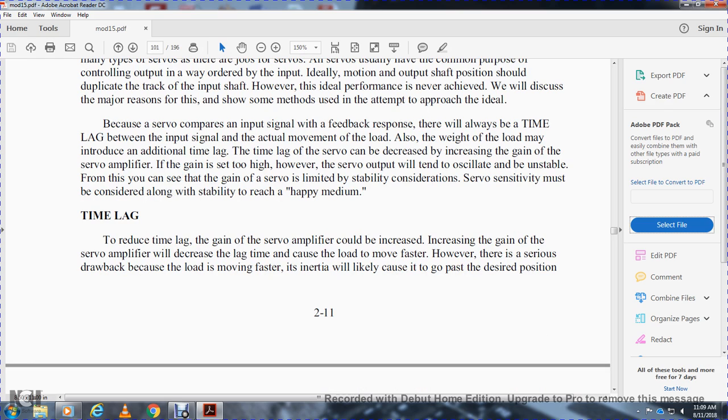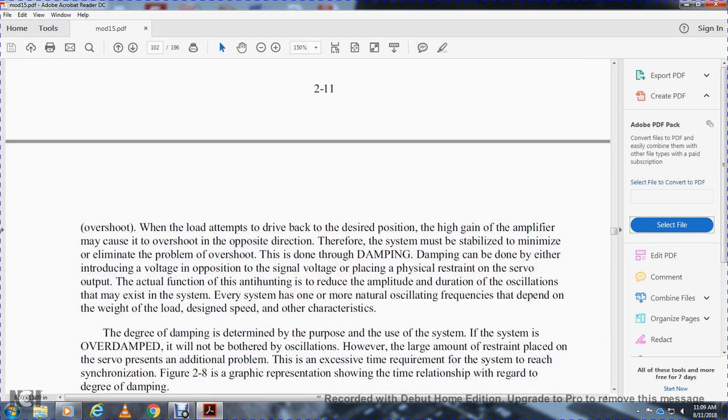Now, time lag. To reduce the time lag, the gain of the servo amplifier can be increased. Increasing the gain of the servo amplifier decreases the lag time with which the load moves after the error signal. The drawback is that the load may overshoot the desired position because of the higher gain of the amplifier, and then it will overshoot in the opposite direction. Therefore, the system must be stabilized to minimize the problem of overshoot. This is done by damping.